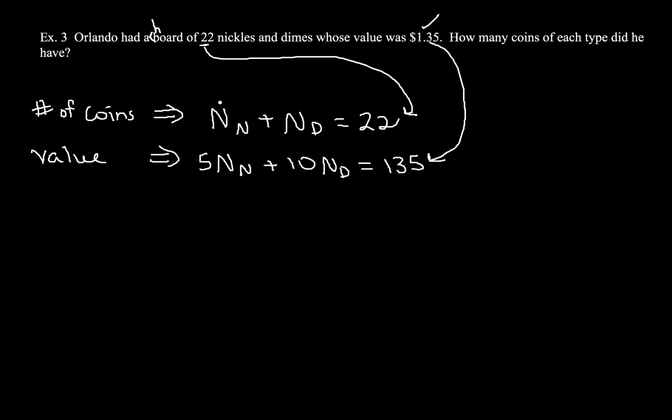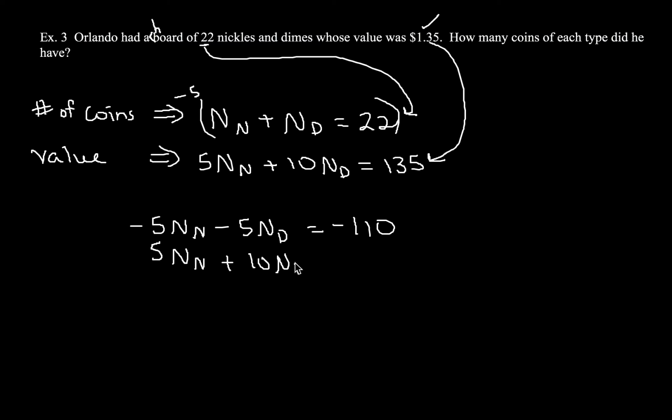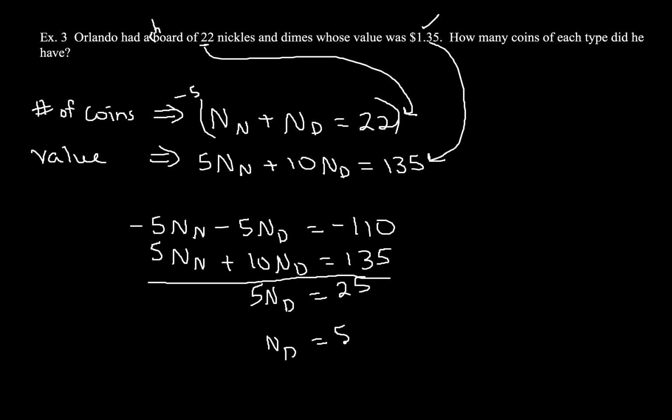So let's multiply the top equation by -5, and we get -5 number of nickels minus 5 number of dimes equals -110. 5 times the number of nickels plus 10 number of dimes equals 135. We add these together and we get 5 number of dimes equals 25. The number of dimes is going to equal 5.